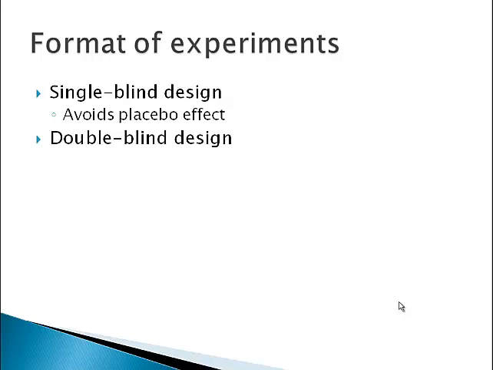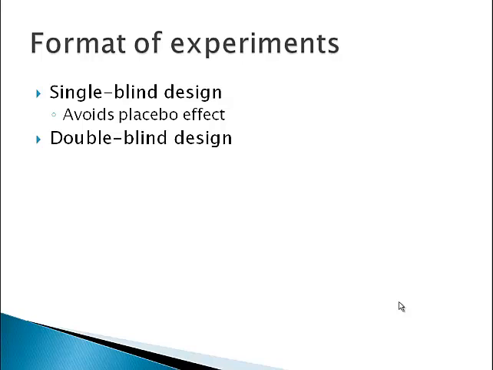Because in a double-blind experiment, neither the subject nor the researcher knows what group a particular subject is in. That's why it's double-blind. Single-blind is the subject doesn't know. Double-blind is both the subject and the researcher don't know. Now, yes, somebody knows. This is very easy to do with something like medical research.